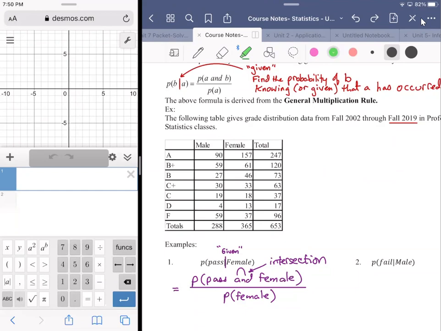So passing and being female. Now it's not really a row for passing because it's a collection of rows. That would be all of these, anything that's not an F. This is passing. All right, so let me just highlight all that. That's all of this information.